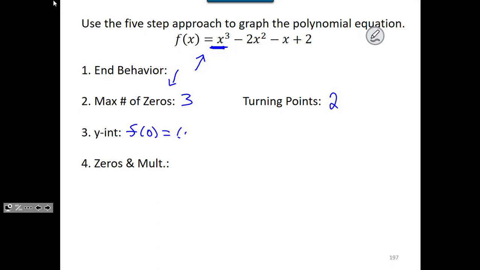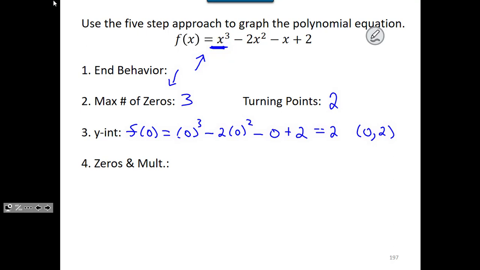Now, I know you could do this mentally because when I'm just plugging in 0 for x, all of those places become 0. And so I end up with 0 minus 0 minus 0 plus 2, so I just end up with a 2. So my y-intercept is at (0, 2). That's a point on my graph. It's an easy, quick point to find, and again, will help us draw a little bit more accurate sketch.